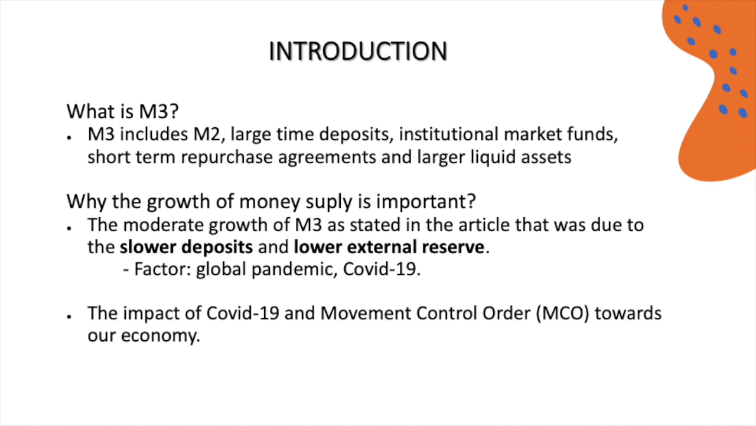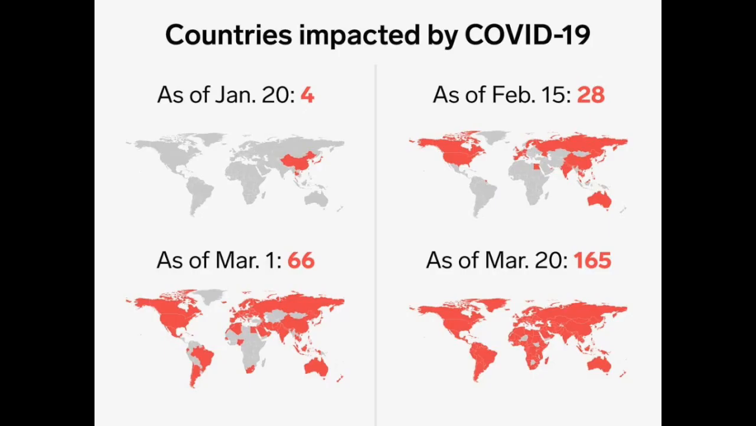For this case study, the article stated that the growth of M3 was moderate and it was due to the current global pandemic. The current global pandemic that we are facing today is COVID-19. COVID-19 was first discovered in late December of 2019 in Wuhan, China.